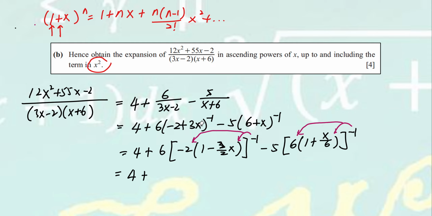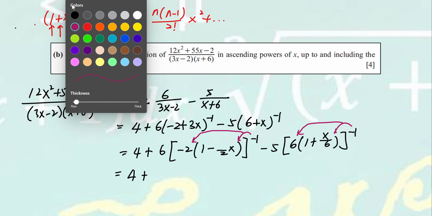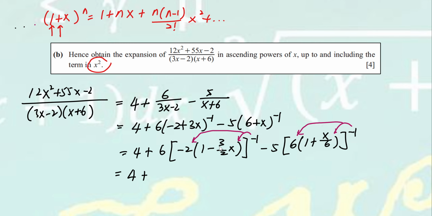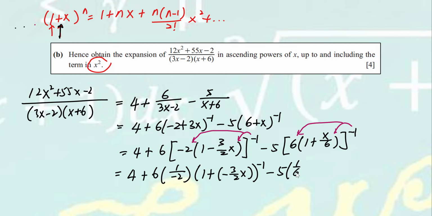Which means now here, I will be getting minus 2 power negative 1. So whatever term with degree of negative means 1 over. So 1 over negative 2. Then I will do expansion. This 1 minus is basically 1 plus negative 3 over 2x, because the second rule is plus in the expansion. So here it's going to be 6 power negative 1, so 1 over 6.